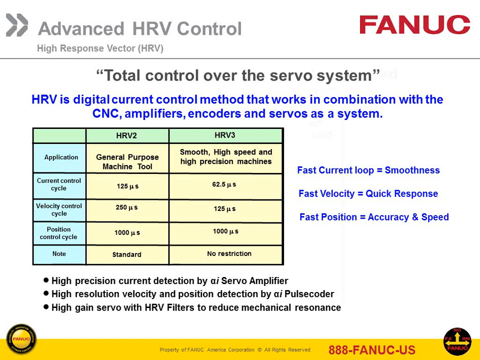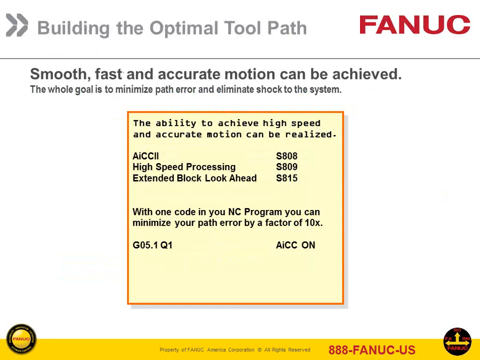Okay. And then some of the options that you need, and again, these are ones I'm just touching on. There's much more that needs to go with these. But AICC2, high-speed processing, and extended block look-ahead are some of the ones that you need. And then to turn those on in the program, G5.1 Q1 actually turns it on. Typically, you'll have an R word in that line also to select the different levels.